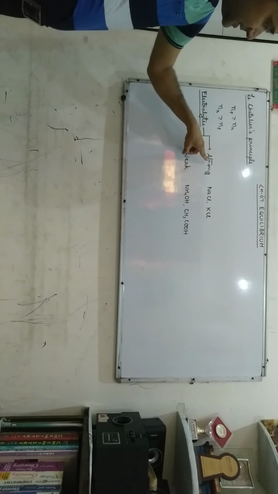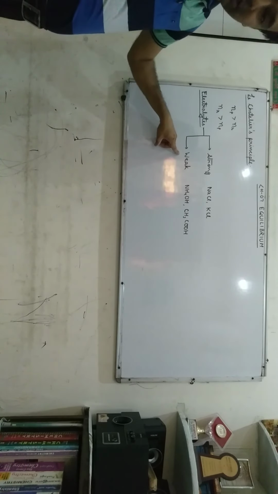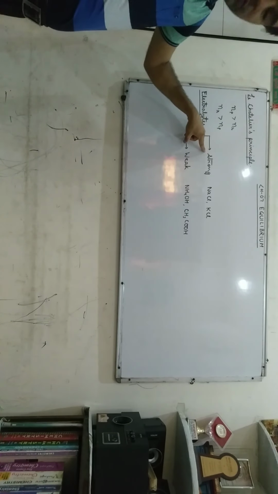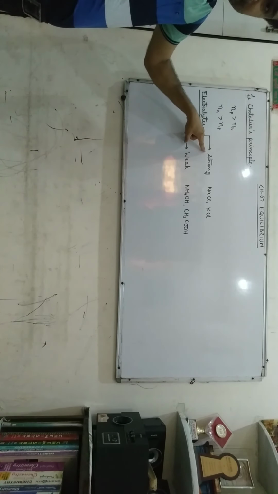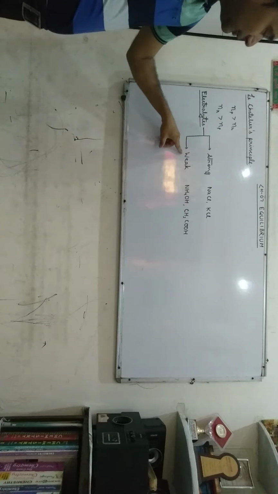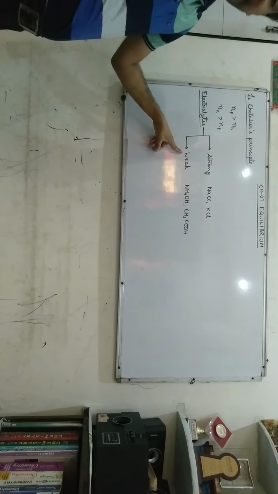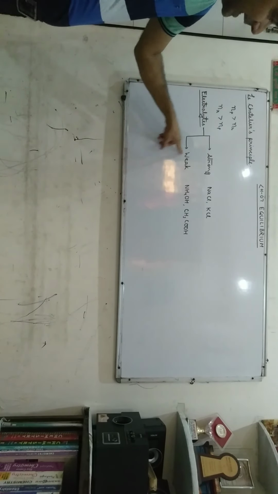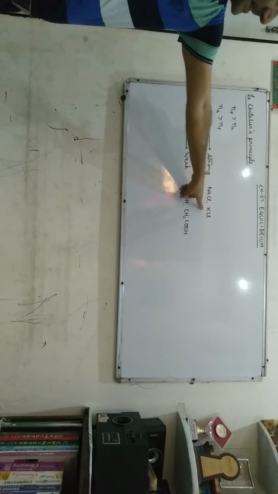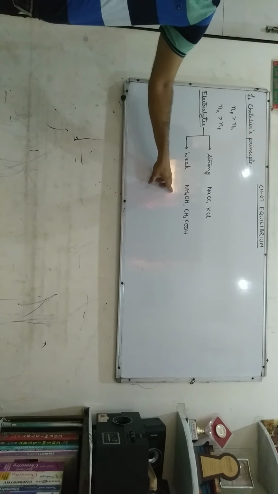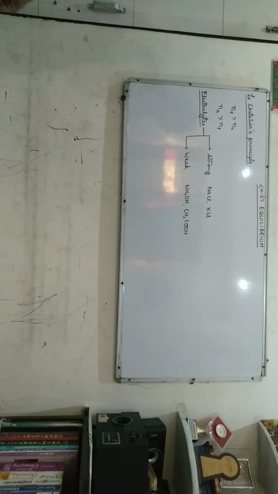Two types of electrolytes are there, strong electrolytes and weak electrolytes. Strong electrolytes are those which produce large number of ions when dissolved in water, while the weak electrolytes are those which produce less number of ions when dissolved in water. Example of strong electrolyte NaCl, KCl, and weak electrolyte is NH4OH, CH3COOH. So these are the electrolytes and their types.